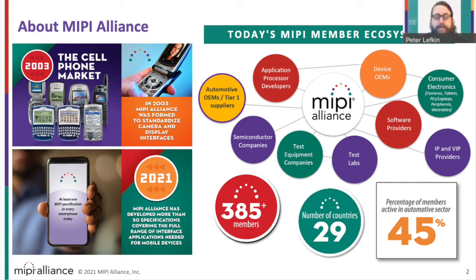If you fast forward 18 years to today, we have developed more than 50 specifications. And we are proud to say that there's at least one MIPI specification in every mobile device on the market today. Today, the member ecosystem is very complete. When it was initiated, we really started with the device OEMs, the application processor developers, as well as semiconductor companies.